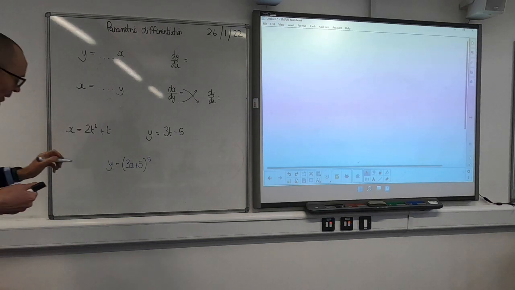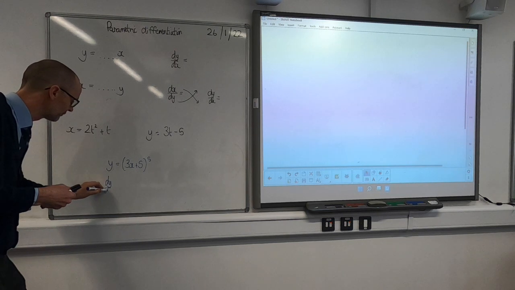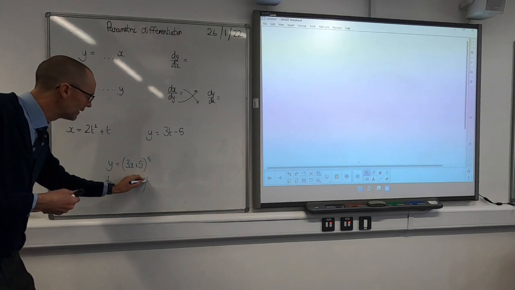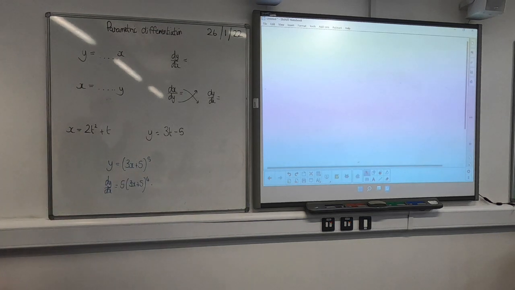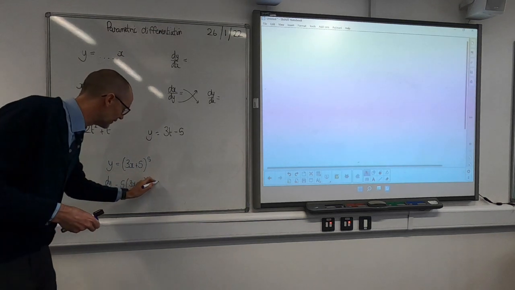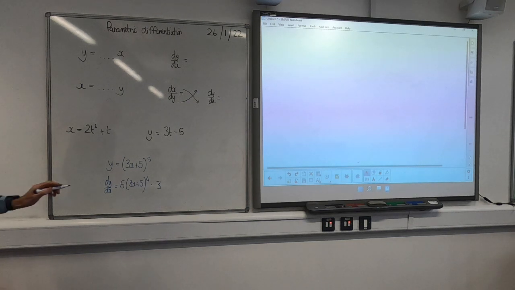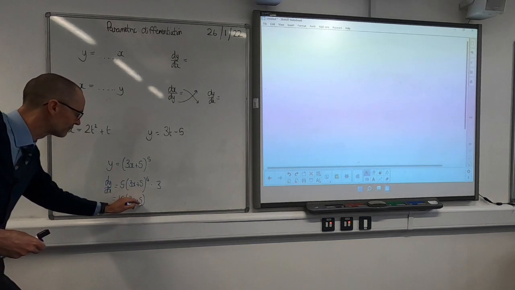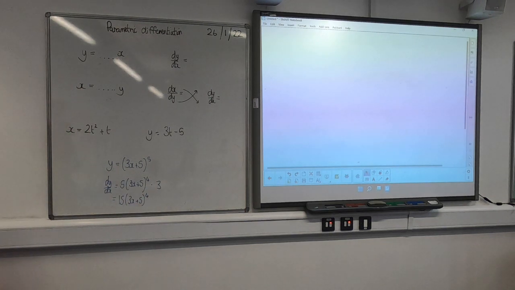So I'm hoping that you multiply by the power, you reduce the power by 1, and then you multiply by what you get when you differentiate the bracket, which in this case is just 3. So we end up with 15 lots of that bracket to the power of 4. And we should be able to do that.